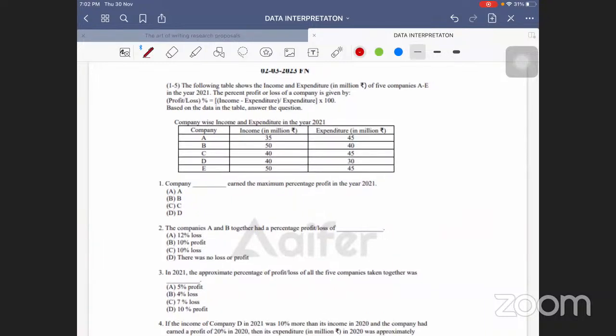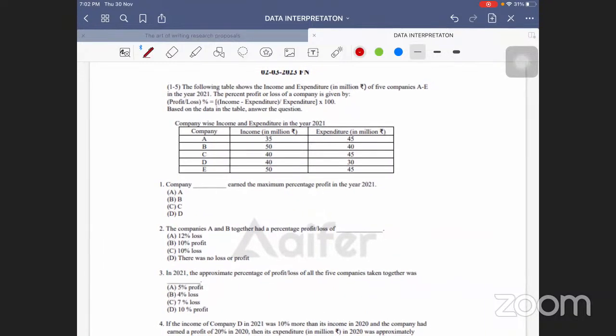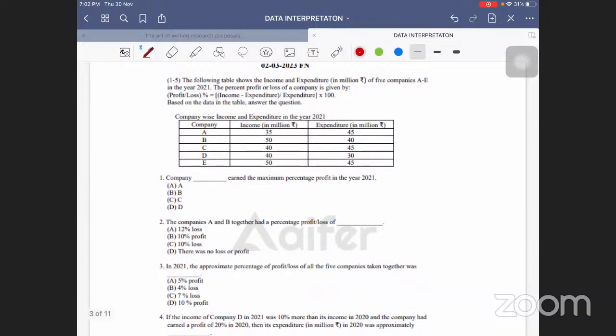So the next sum is this question, asked in the 2nd March 2023 forenoon batch. The table shows income and expenditure, in millions, of 5 companies, A to E, in the year 2021. The percent profit or loss of a company is given by profit or loss percentage equals income minus expenditure divided by expenditure into 100. They have directly given the formula for this kind of question, so for profit or loss we use the same formula.